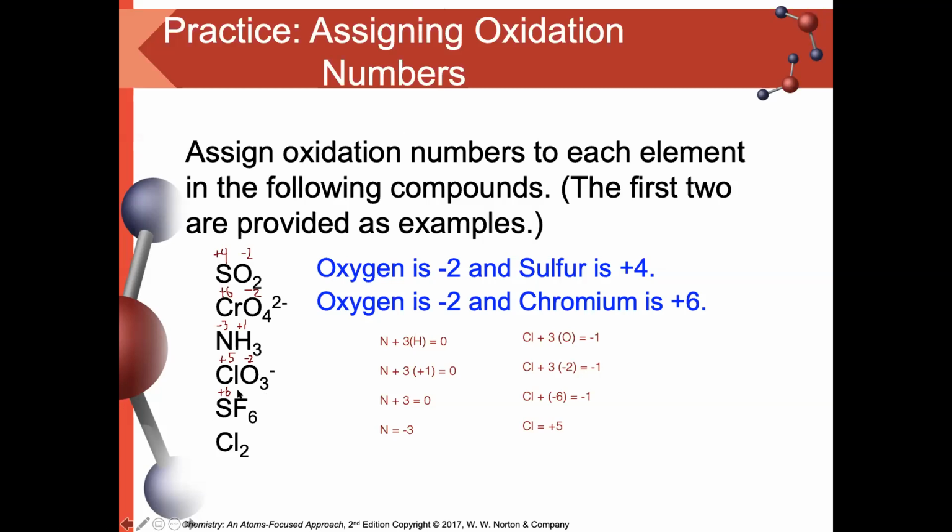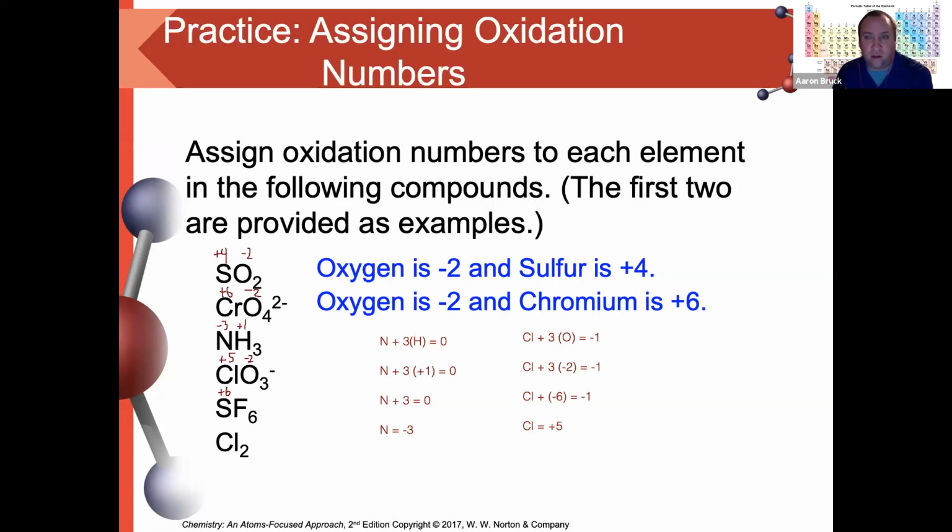And for the fluorine in SF6? Negative 6. Okay, so this is the problem I was describing up here. In total, it's negative 6, but for each fluorine, it's just negative 1. Remember, when we assign oxidation numbers, we're talking about individual atoms, not collective. So it's a total charge of negative 6, but each one is negative 1.